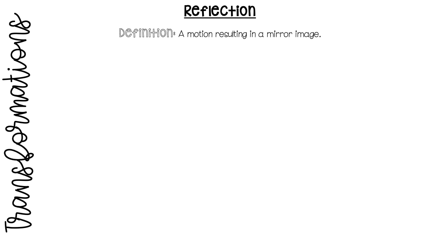So we are doing transformations again today. However, we are going to look at reflections, the second type of transformation. We've already looked at translations, so now we move on to reflections. The definition of a reflection is a motion resulting in a mirror image. So basically just like a flip.